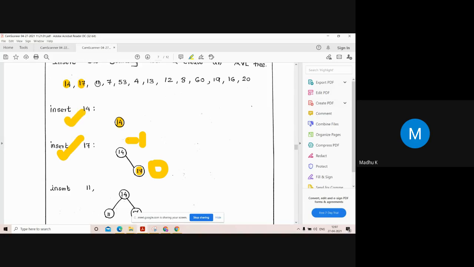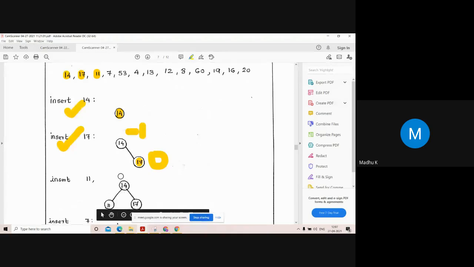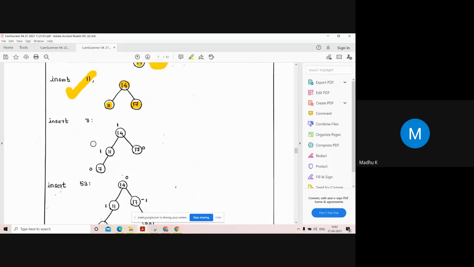So next we want to insert 11. Where will I insert 11? I will insert 11 to the left of 14. Okay, so I inserted here. This is also an AVL tree. That satisfies the AVL tree property. Next I want to insert 7. Where will I insert 7? 7 is less than 14, so I come along this path. Sorry, 7 is less than 11, so I insert it here. Then this is also an AVL tree. Then the balancing factor of each node is calculated: 1, 1, 0, 0.